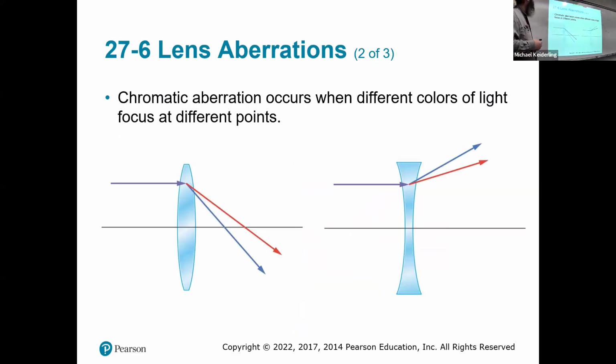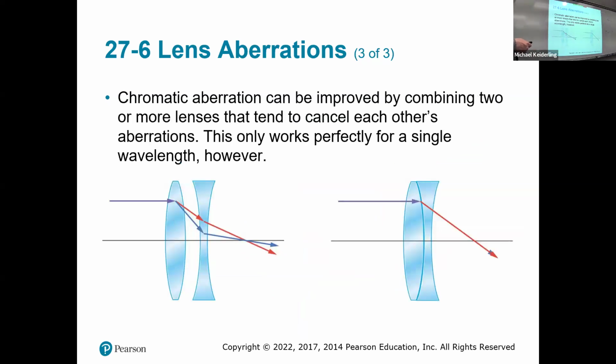Additionally, there's something called chromatic aberration, where different colors of light focus at different points. And chromatic aberration can be improved by combining two or more lenses that tend to cancel out each other's aberrations. This will only work perfectly for a single wavelength, but it can work for a range of wavelengths. This is what's done with camera lenses.